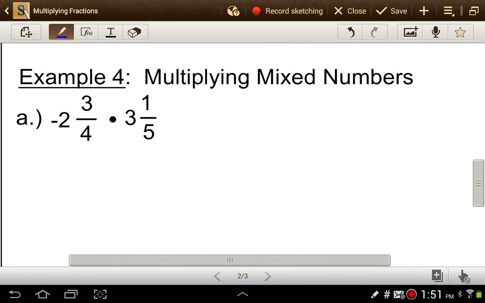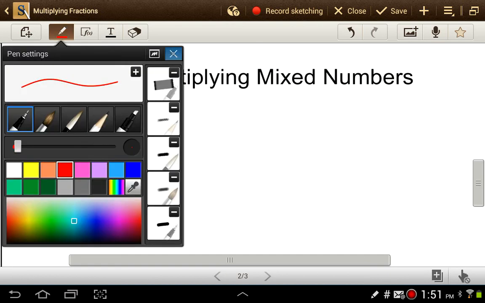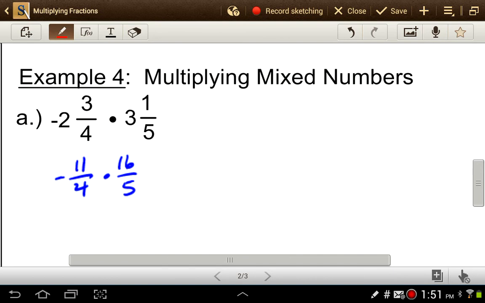Multiplying mixed numbers, so now they're both just mixed numbers. So I'm going to turn them into improper fractions. 4 times 2 is 8, plus 3 is 11, so I get 11 over 4, that is negative, so it stays negative. 5 times 3 is 15, plus 1 is 16, so I get 16 over 5. Ooh, in this example I can cross-cancel, so I'm going to switch to my red pen so you can see that. Can't do anything with the 11 and the 5, but the 4 becomes a 1 and the 16 becomes a 4. 4 divided by 4 is 1, 16 divided by 4 is 4. Got to divide them both by the same number.